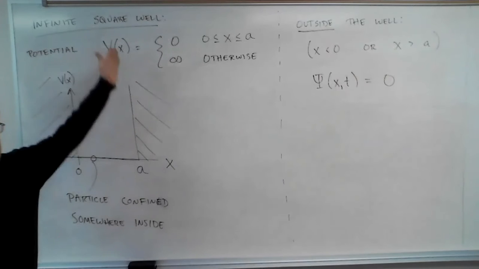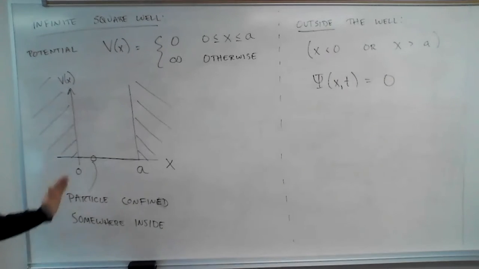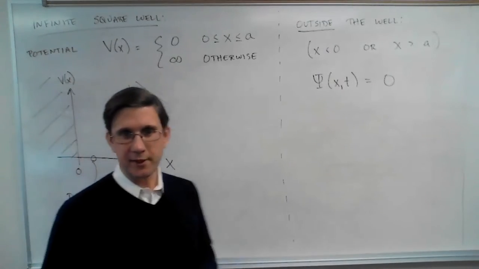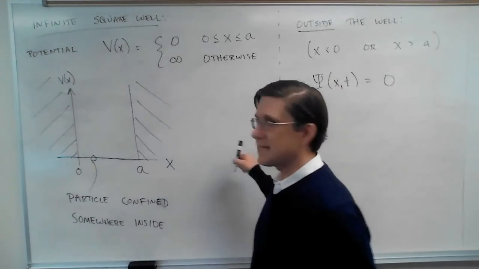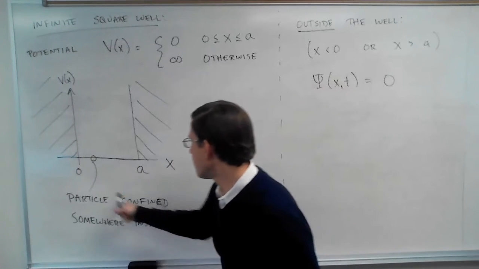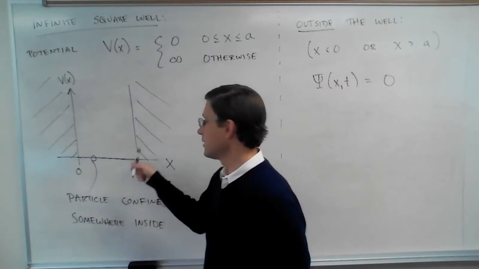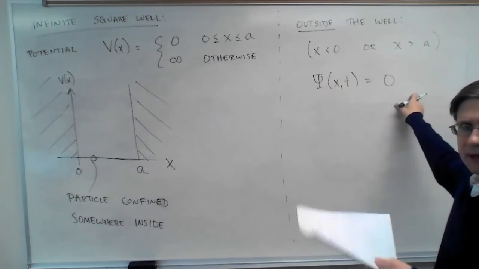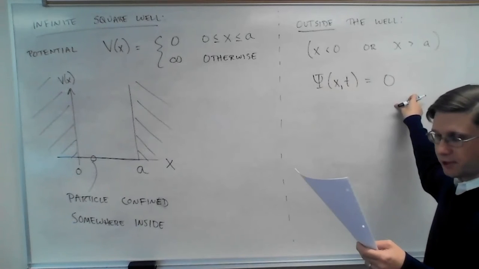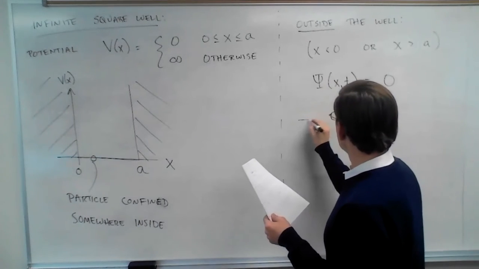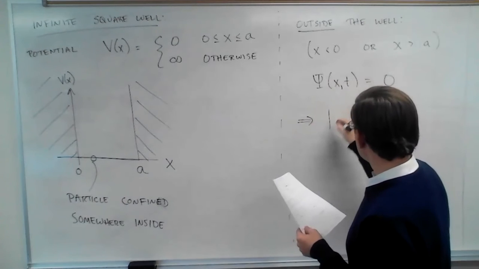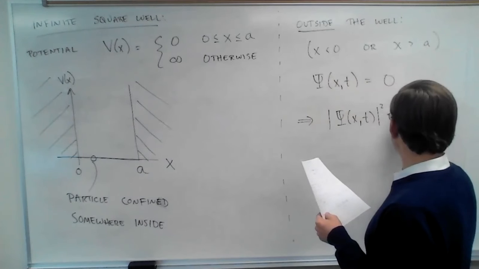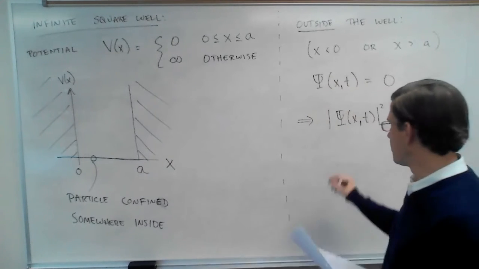Right? We have an infinite potential barrier to the left here and to the right of A. And when we have an infinite potential barrier, the particle can't access these regions. This is exactly what we mean by saying that the particle is confined between 0 and A. The particle cannot be outside of that range, which means outside of that range, the wave function is identically 0. And a corollary to that is that outside, the magnitude of psi of x and t squared is also equal to 0.